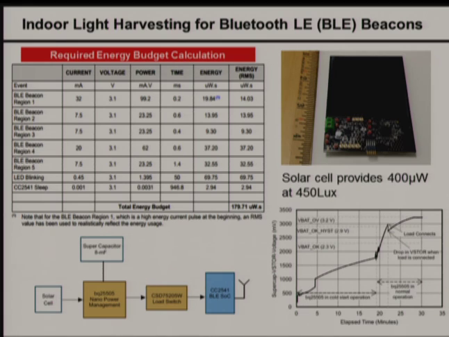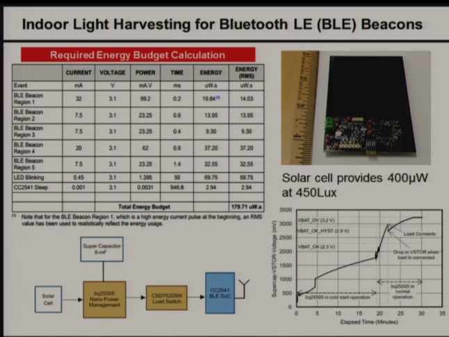Finally, before I conclude, I'll just show you an example of a solar-powered Bluetooth LE beacon system. The table, okay, it's not clearly visible, but basically it's got the power breakdown of the different BLE modes and how long each is active. There's also an LED in the system which blinks periodically. And so the overall power consumed by that system is around 180 microwatts if the Bluetooth beacon is sent every second. And the solar cell itself can provide around 400 microwatts for the size available at 450 lux. And so the system is essentially very simple.